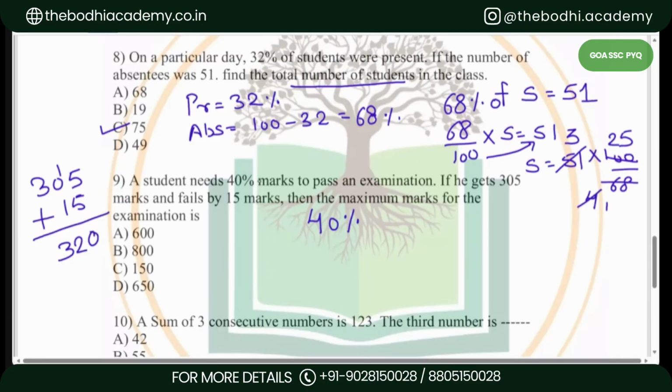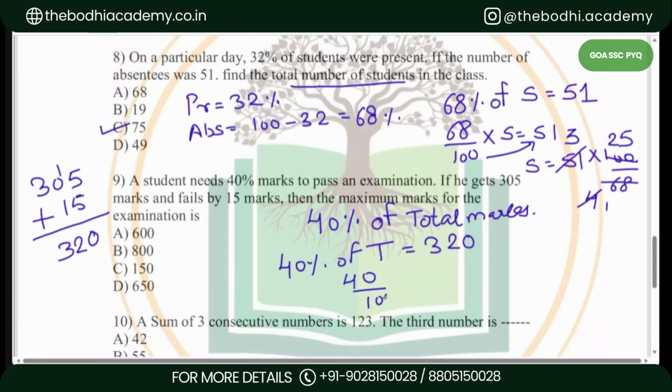Now a student needs 40%, okay, fine, so 40% for passing. 40% of what? 40% of total marks. So what I'll do is take my total marks as T. 40% of T is equal to 320. So this will become 40 upon 100.